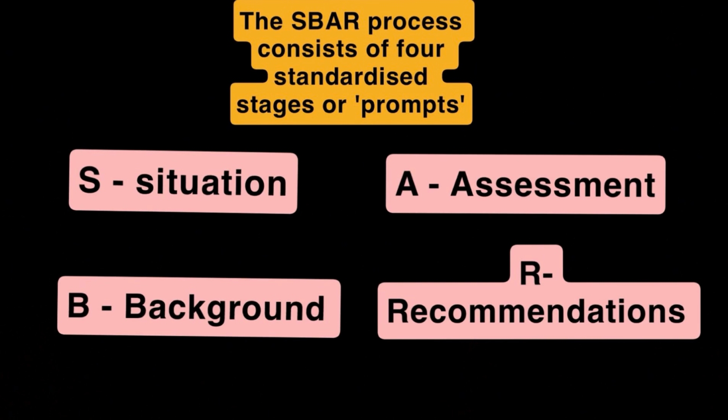Then B for background, you have to tell the background of the patient, his history and all. Then A for the assessment, you have to tell all the assessments of the patient, initial vital signs, recent vital signs, what referrals you have done, what medication administration you have done. Everything will come in assessment. And R would be for recommendation. You will recommend to the other person what you can or what you should do for the further management of the patient. So this is the evaluation station.